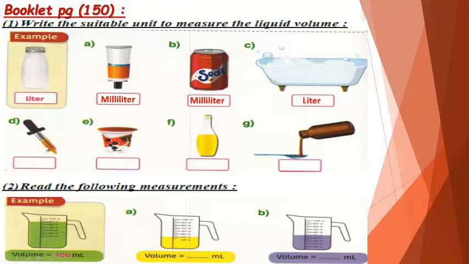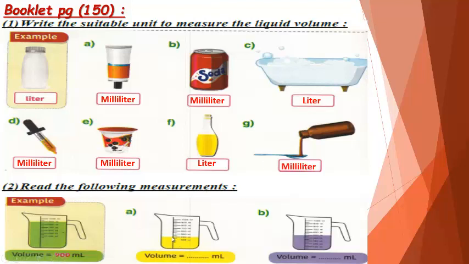The next one, I think it's clear. It's a small amount of medicine here, so I'm going to use milliliter. I think it's a small amount, so I'm going to use milliliter. F, it's a bottle of oil, so I'm going to use the liter. The last one here, I have a spoon of medicine, so it's a very small amount. I'm going to use milliliter.